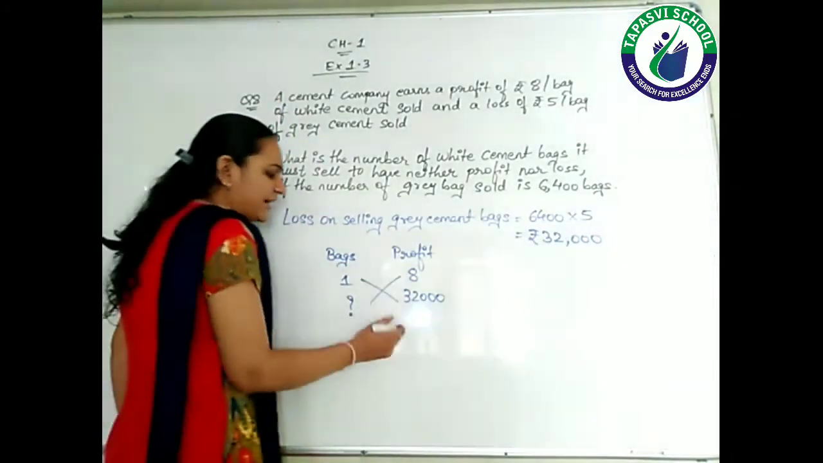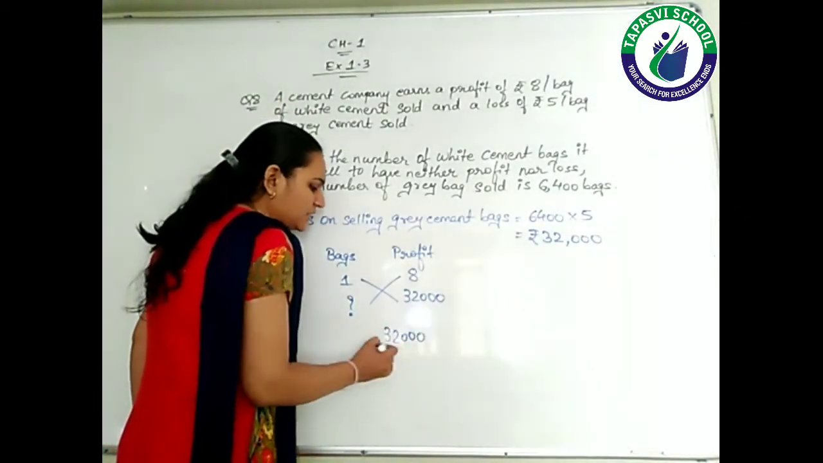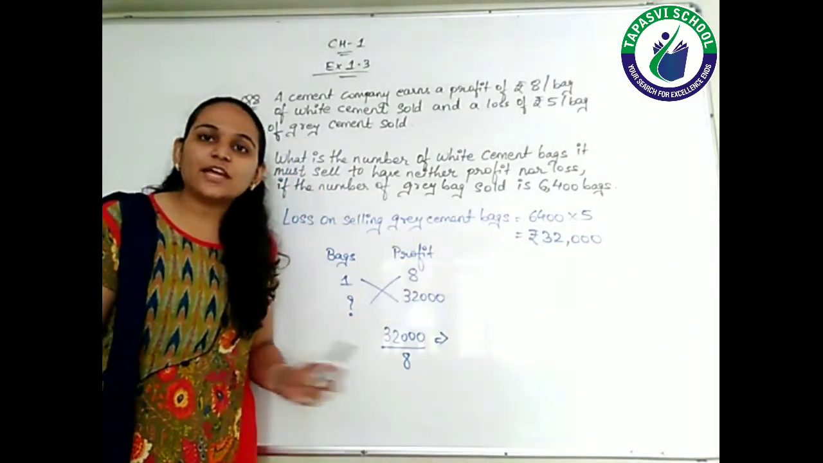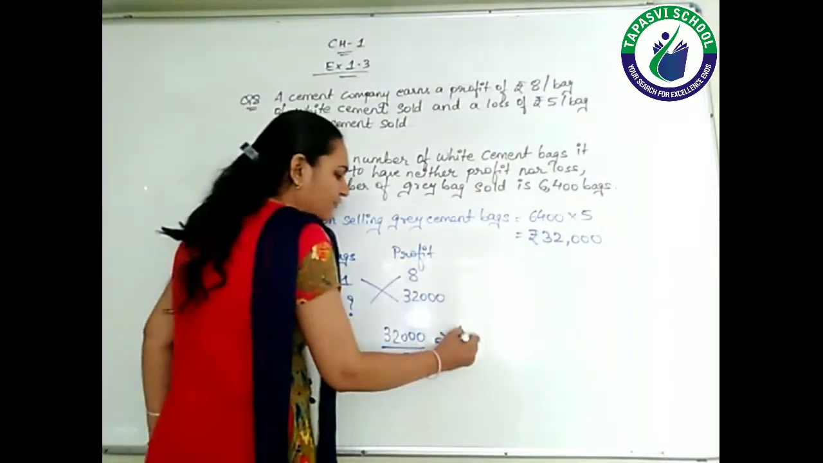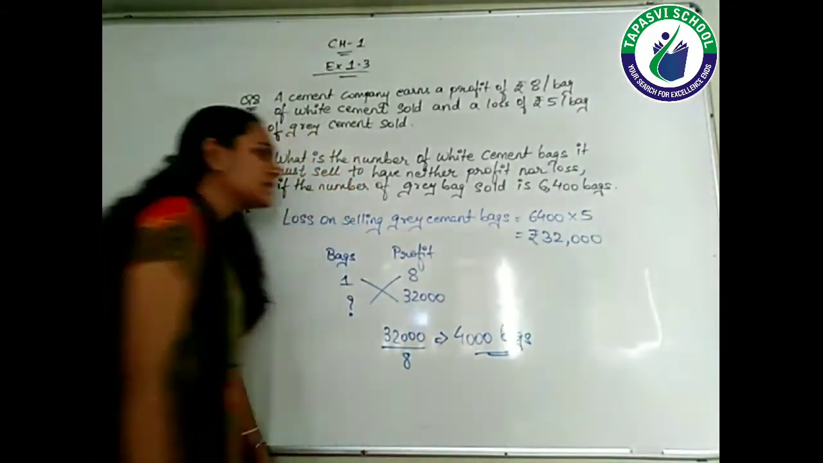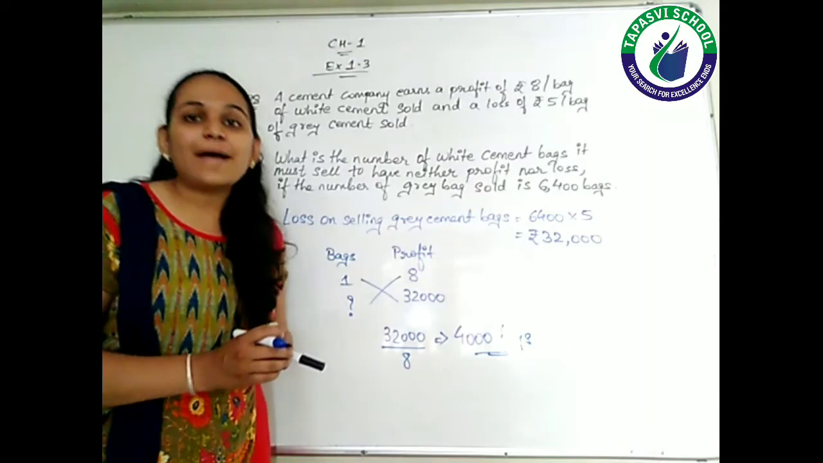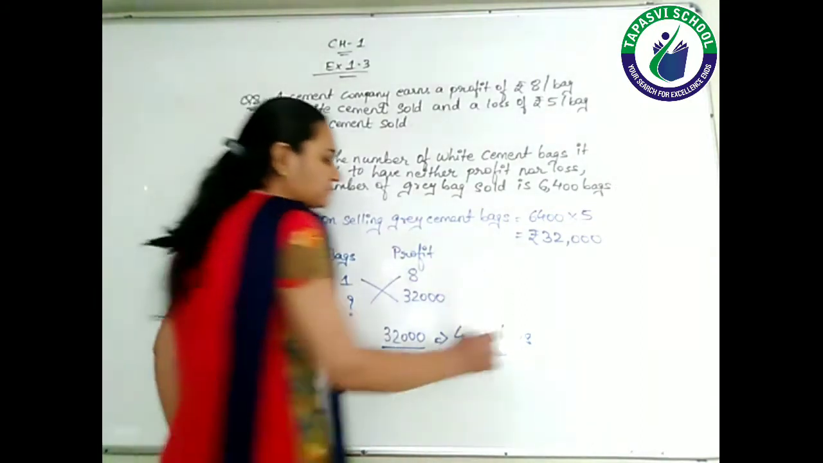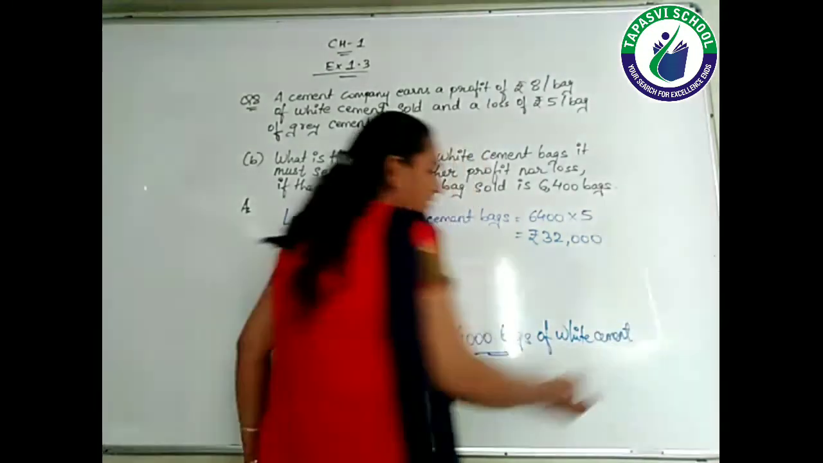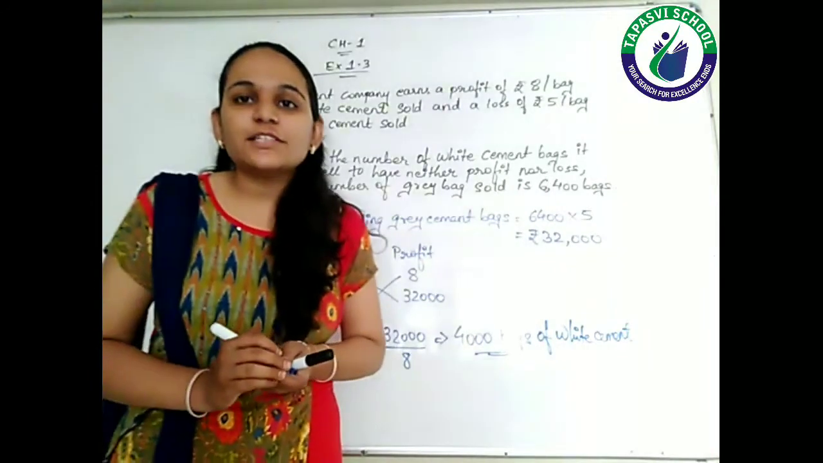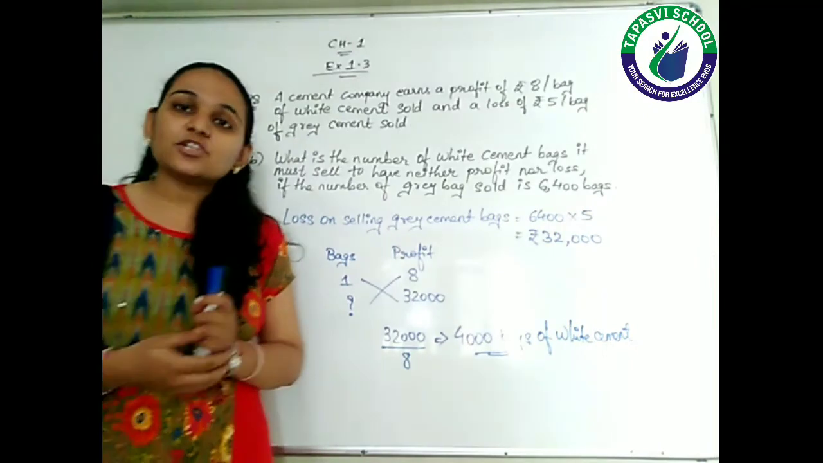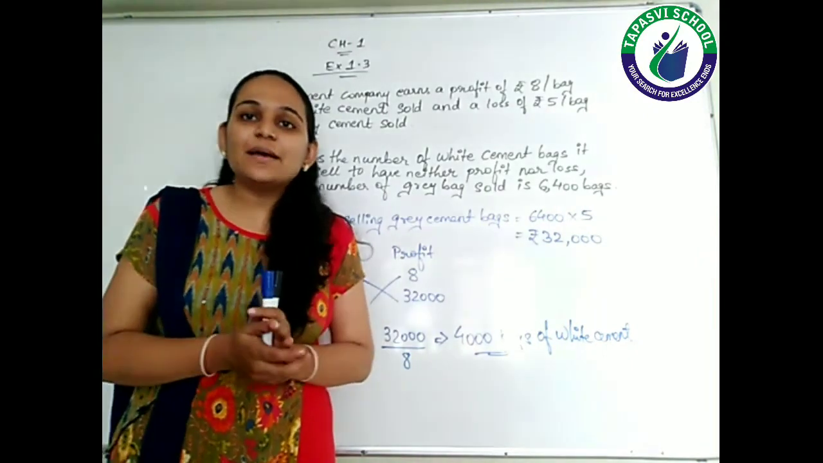So 32,000 divided by 8, students. So we get the answer: 32 divided by 8 is 4, right? So 4 followed by 3 zeros. So the company will be selling how many bags of white cement? The company will sell 4,000 bags of white cement. Is it clear? I hope, students, you got this question very clearly. It's a little bit tricky, but when you try to take these things in a practical way, you can understand it much better.